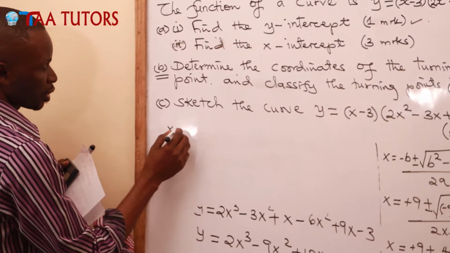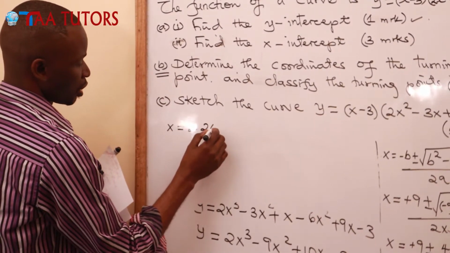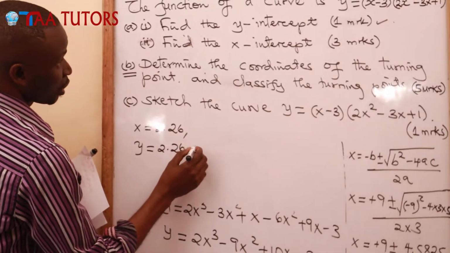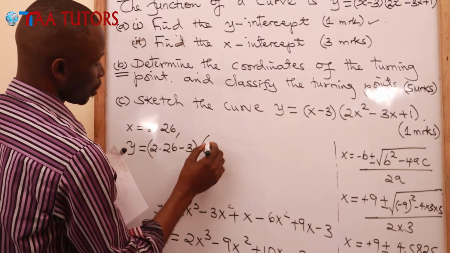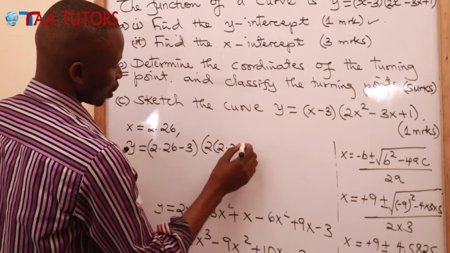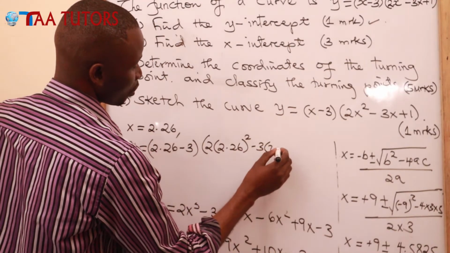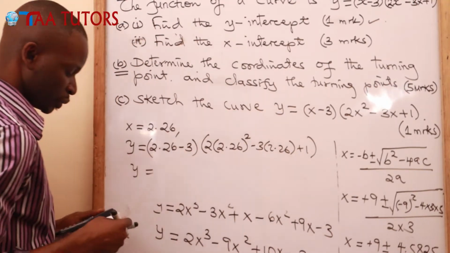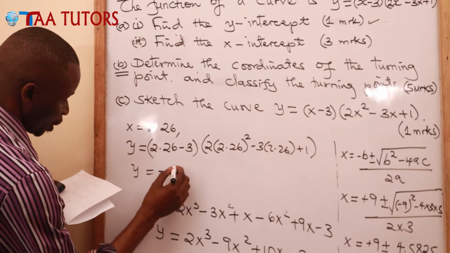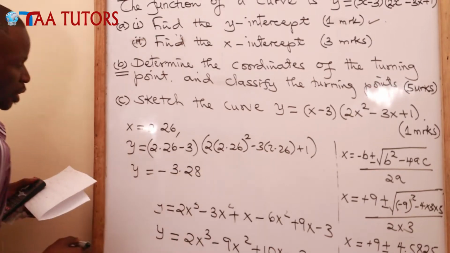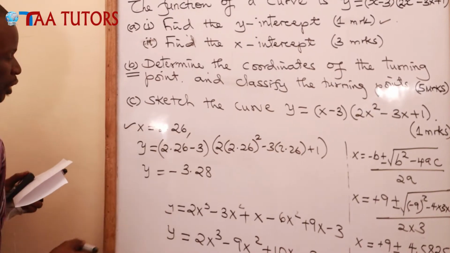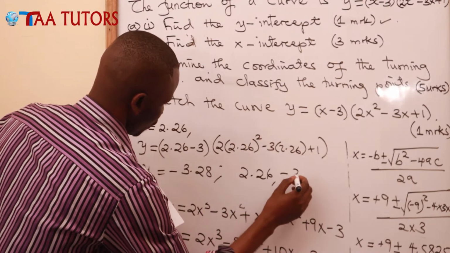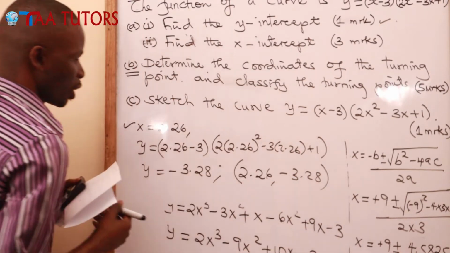That is, if x equals 2.26, then what is y? y will be 2.26 minus 3 into 2 into 2.26 squared minus 3 times 2.26 plus 1. Viewers, if you do this, you should be able to get negative 3.28 as the value of y. So the coordinate therefore will be 2.26, negative 3.28. That is one coordinate.